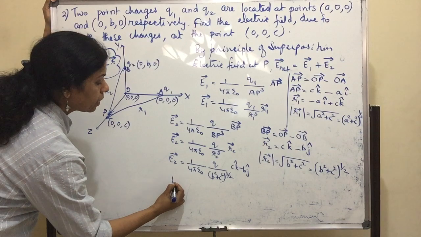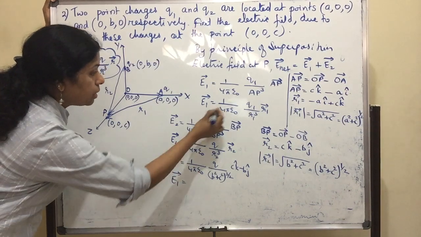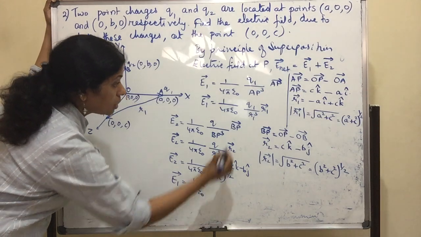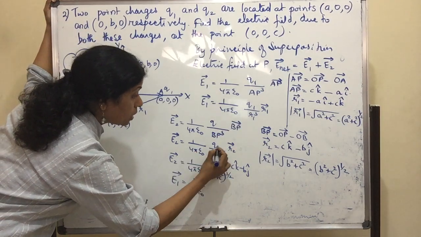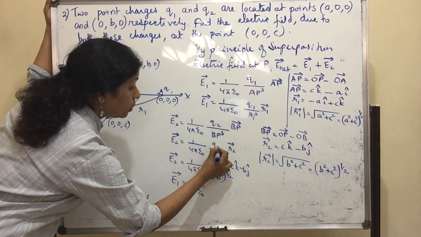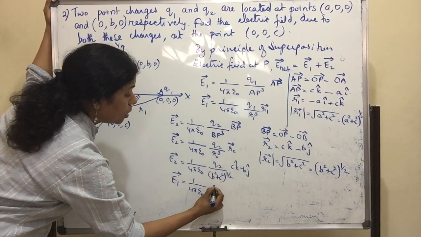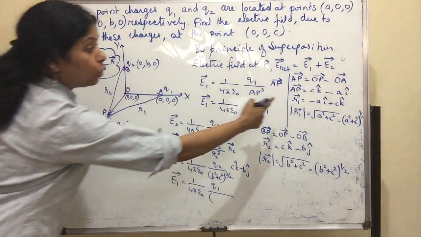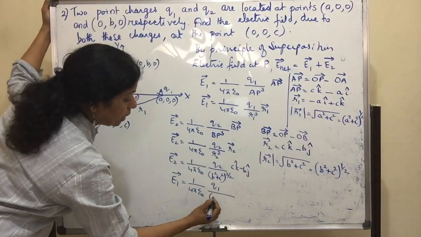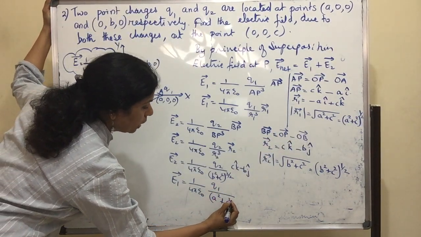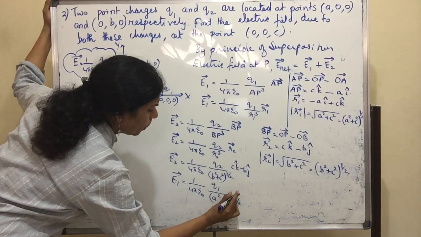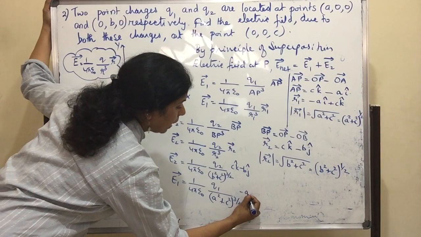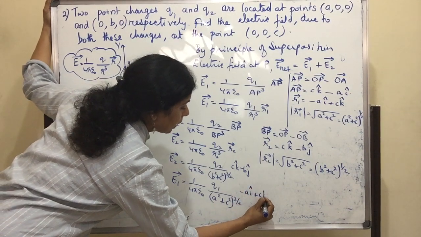Similarly, I will write E1 vector also, I did not write it initially. I will just look here and write 1 by 4 pi epsilon naught Q1. This is Q2, this is also Q2, so Q1 divided by R1 cube. R1 cube you can look from here, the modulus, that is A square plus C square, the whole raised to 3 by 2, into minus A i cap plus C k cap.